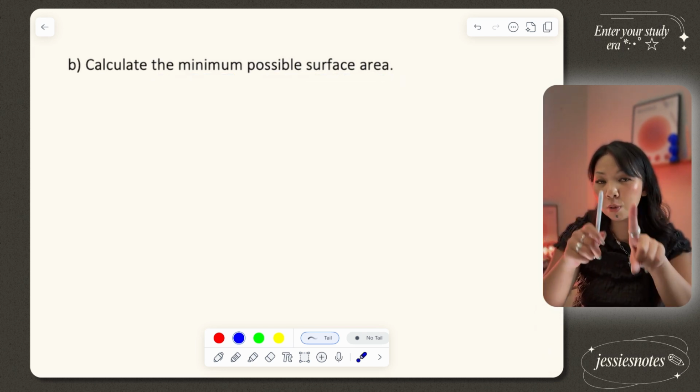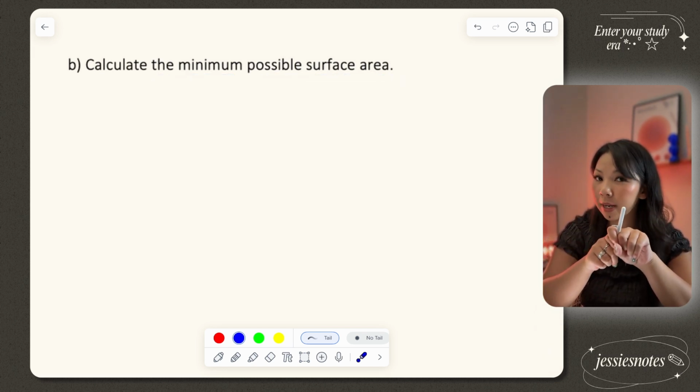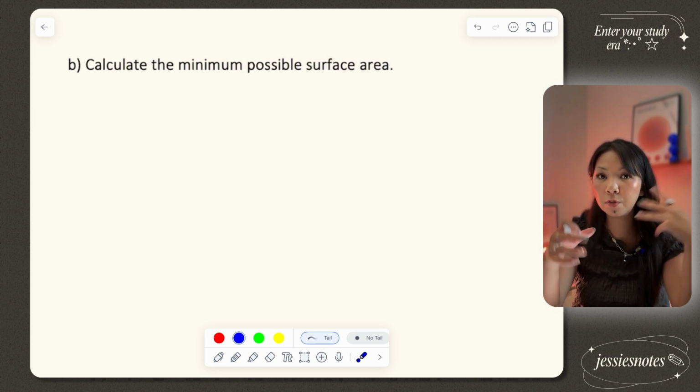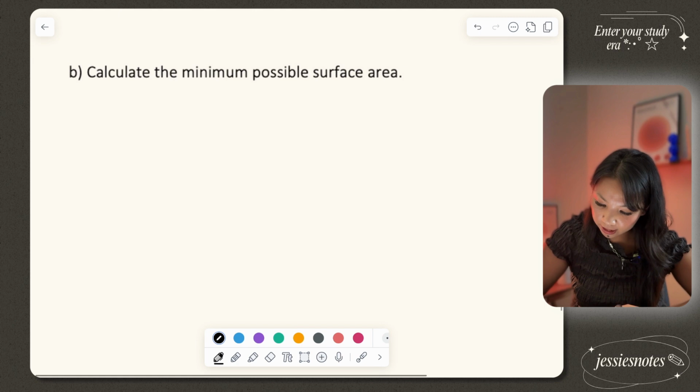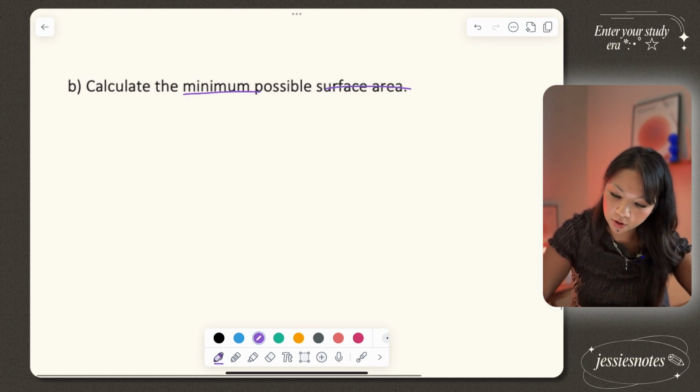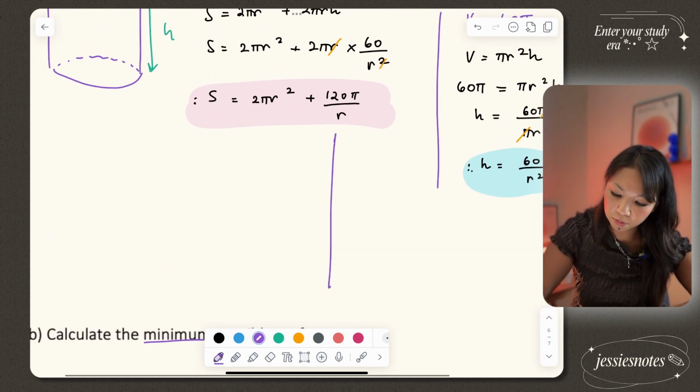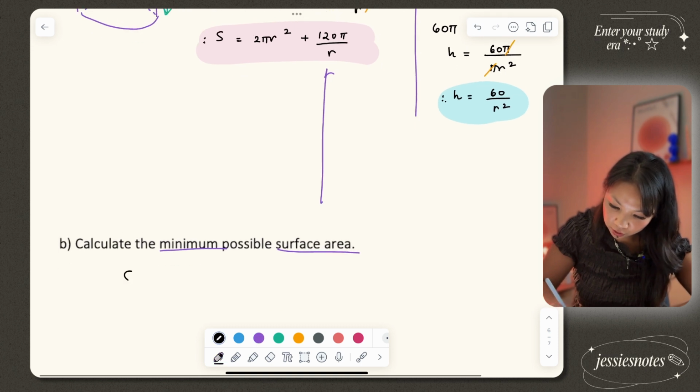Next, B, calculate the minimum possible surface area. At this point, I want you to pause the video and have a go if you haven't already paused, and really try to follow the same steps we did in the previous question. Okay, I'm going to go through this now very quickly. So we're trying to find the minimum surface area, so we want to find the minimum turning point from this equation over here. So first, let me write this down.